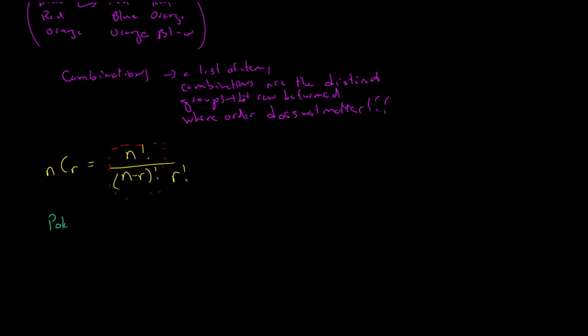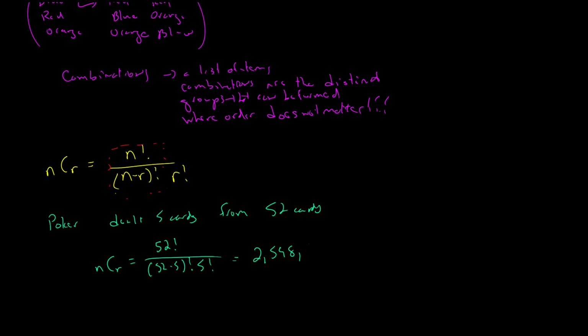So in poker, a person is dealt 5 cards from a deck of 52 cards. The order doesn't matter. So how many possible patterns can they have? So you get 5 cards and the order doesn't matter. So you're going to have 52 factorial over 52 minus 5 factorial divided by 5 factorial, or 2,598,960. Wait, how did I get that so quick?